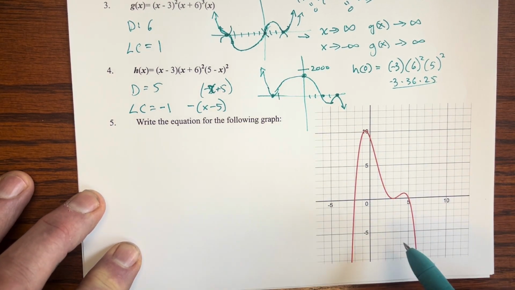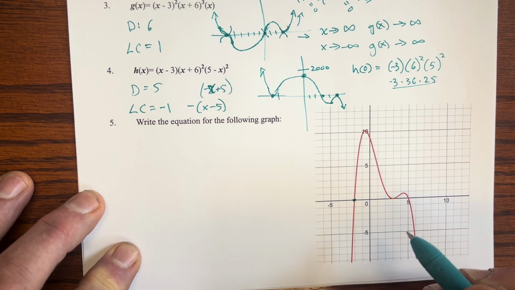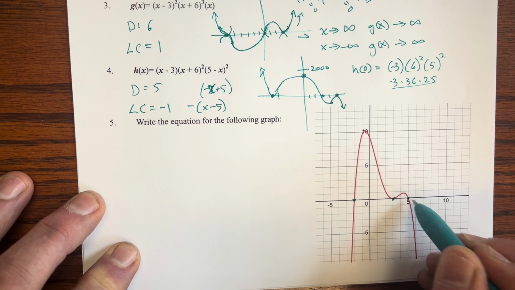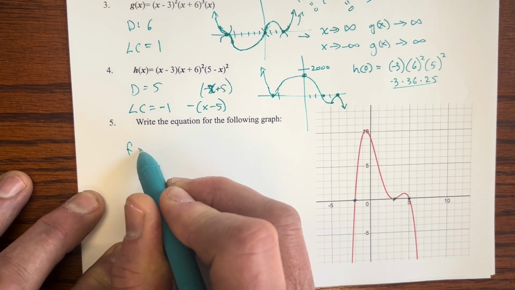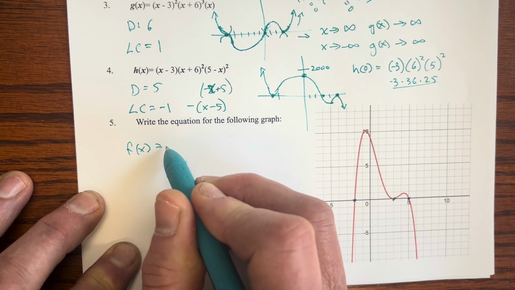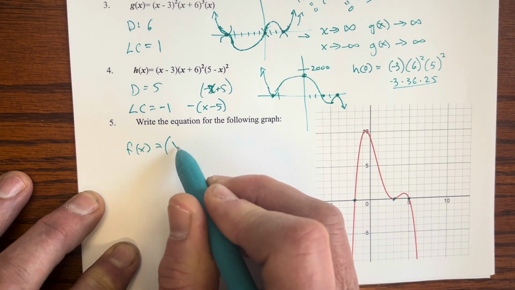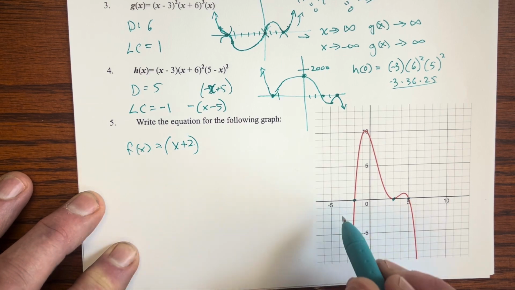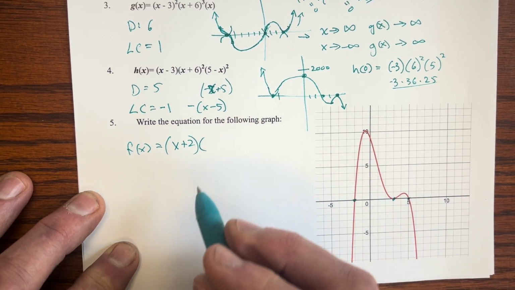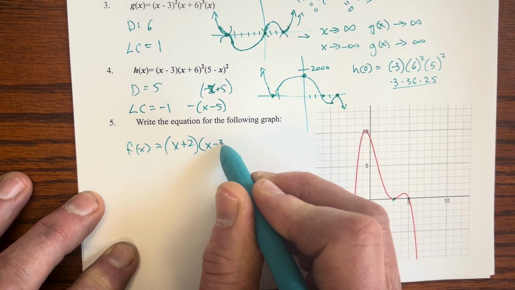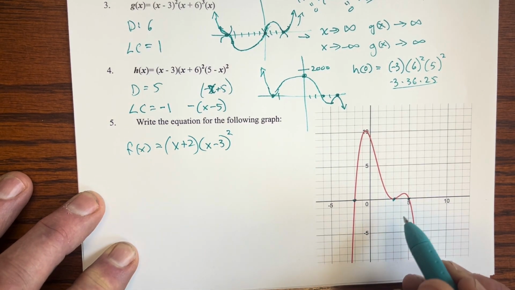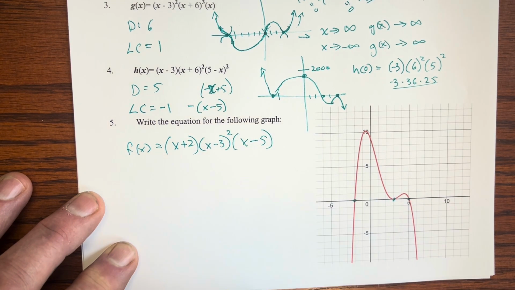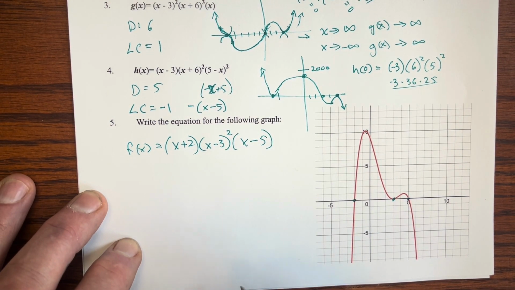Now here, we're looking at the picture. I see a single 0 there. I see a bounce there. I see a multiplicity of 2 there, and I see a single 1 there. So f of x then is going to be equal to, this one would be x plus 2, of course, to give me that minus 2. No bounce. This is going to be then x minus 3, and I bounce it there, and then x minus 5, no bounce. Okay? Now, write the equation.